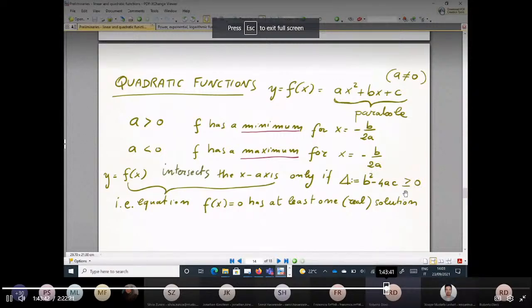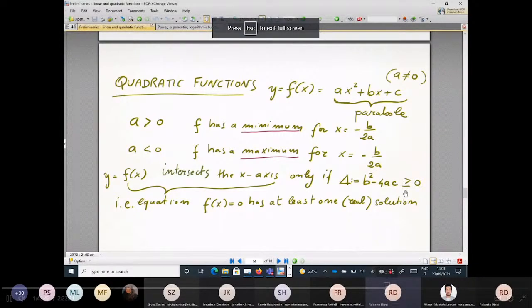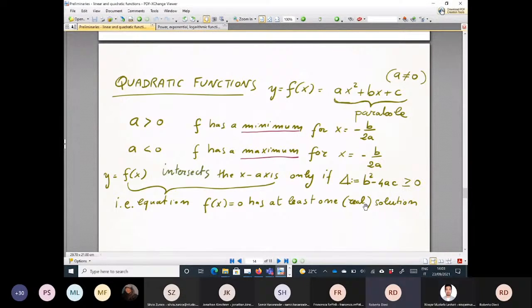It is possible to compute the solutions also when delta is negative, but we have to extend our set to the set of complex numbers, okay? For the moment, we're not interested in it.